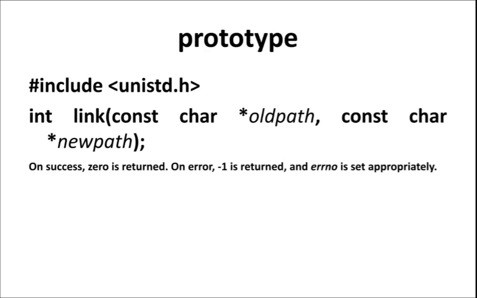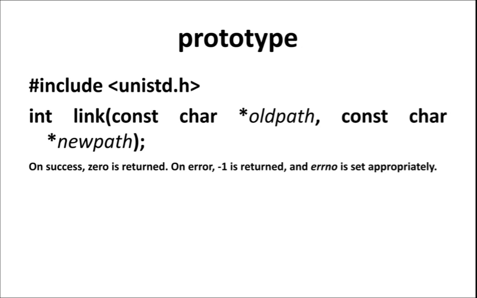Next, prototype. How to create a new link for a particular file. You can see there are two arguments I am using here, old path and new path. Old path means the existing path of the particular file. Along with that you have to give the new path also. Assume that your file is in the D drive, that is the old path. If you want to put that same file in the E drive, then you have to give the new path of the E drive. Hope you understand, right guys? If it is a success, 0 will be returned.